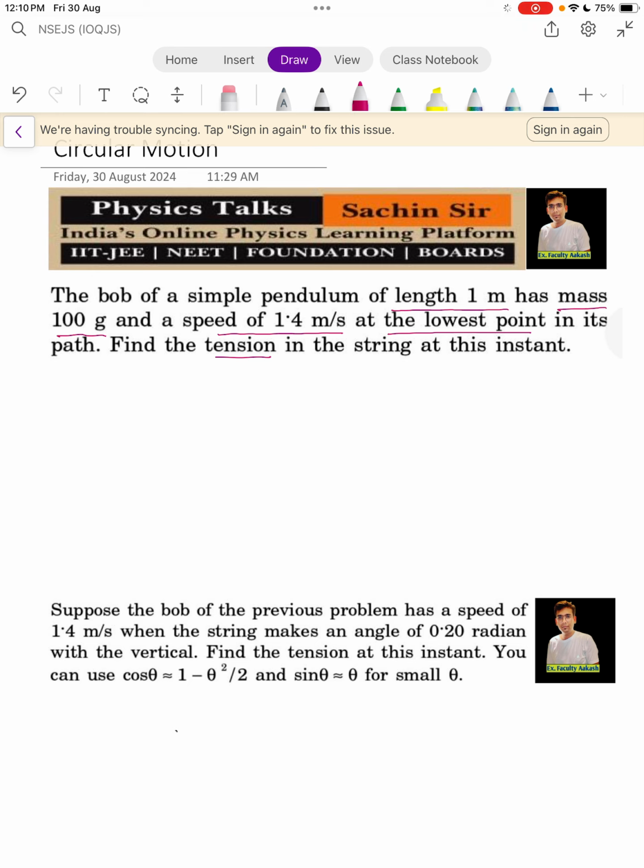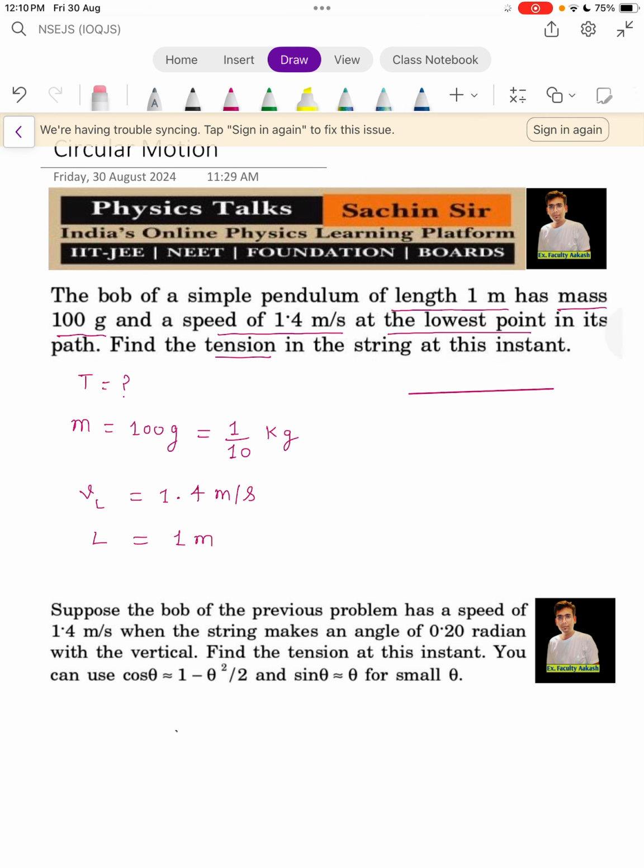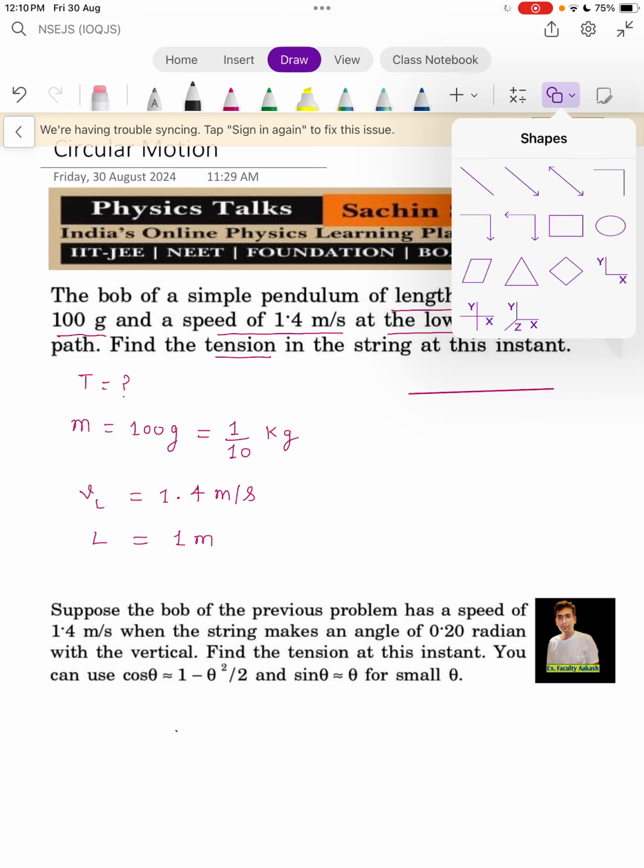तो हमें टेंशन इन द स्ट्रिंग फाइंड आउट करना है। गिवन क्या है? मास, कितना मास गिवन है? 100 ग्राम, दैट मीन्स 1/10 kgs, and the speed at the lowest point which is 1.4 meter per second, and length of the string which is 1 meter. So you can draw the diagram first.